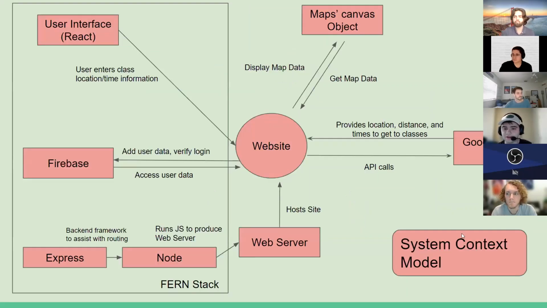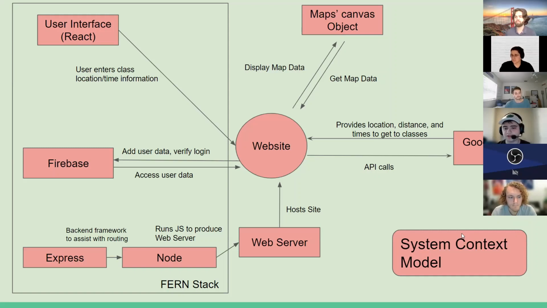This is our system context model. Our project will rely on the FERN stack, which is like the MERN stack, but replacing Mongo with Firebase. So we'll make our user interface in React. That'll allow users to log in and enter their location and time information. That information will then be sent to the database, allowing users to create an account and allowing the host to access the user data.